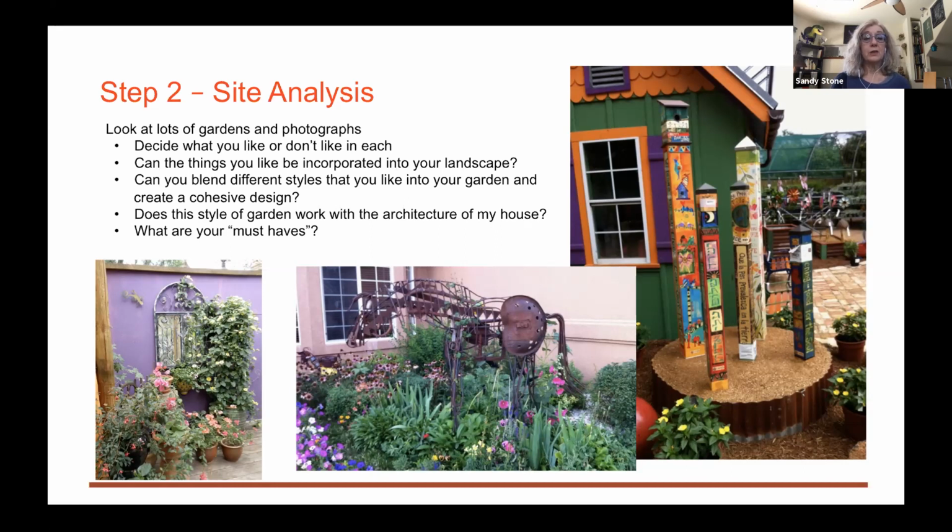And then another question that I think is really important for you to start looking at are your must-haves. Do you need a lawn area for children and or pets? Do you need a vegetable garden? Do you want to have a place for wildlife? All of the questions that are really important to you, so that you can start thinking in terms of what do you really want in your garden and what do you want it to look like.